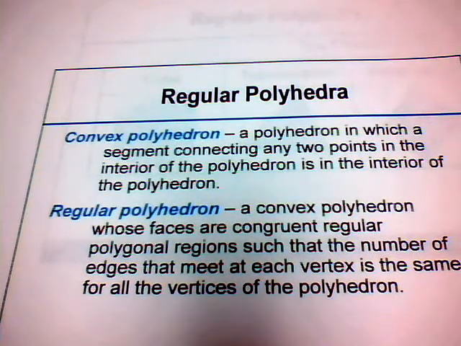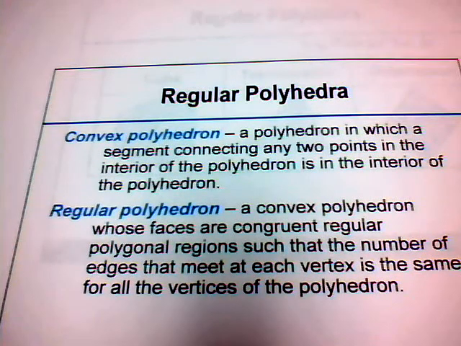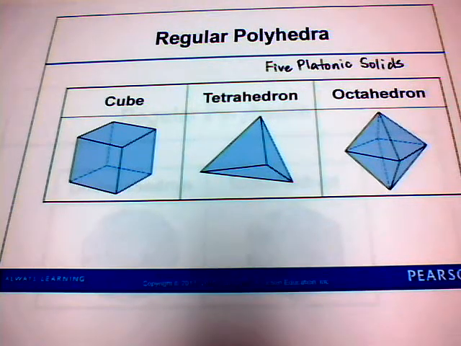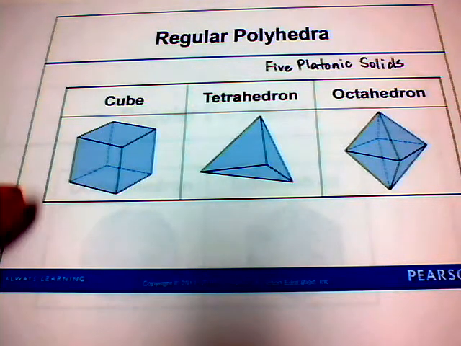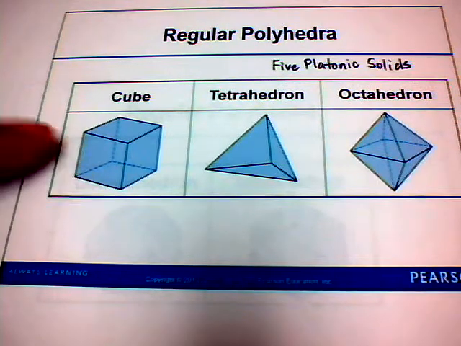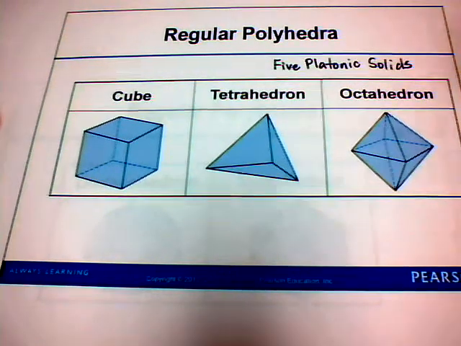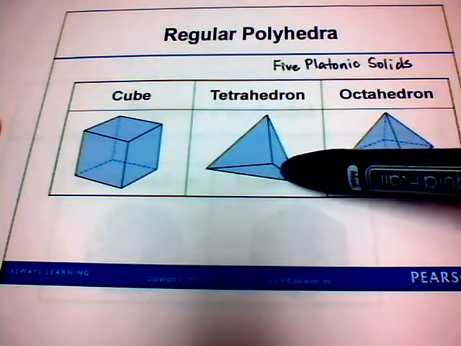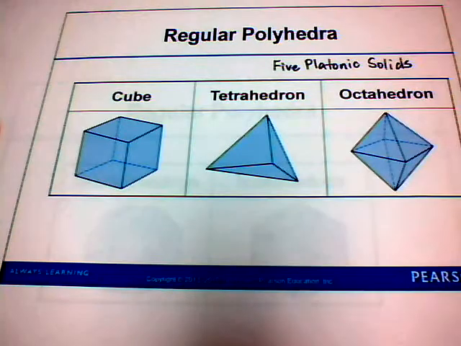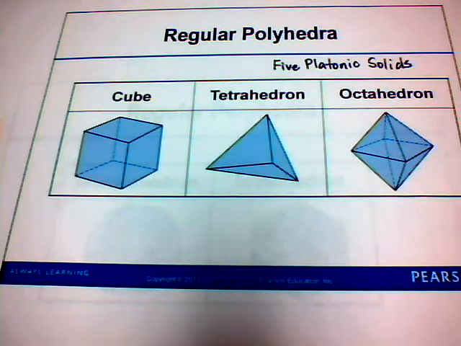And in this case, we're going to be looking at 5 different regular polyhedra, as you can see here. And it's sometimes called the 5 Platonic solids. One of them is a cube, because it consists of nothing but 6 squares. This one is a tetrahedron, because it consists of nothing but regular triangles, which are basically called equilateral triangles.